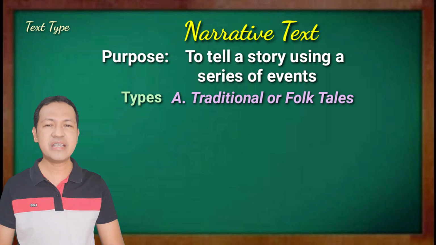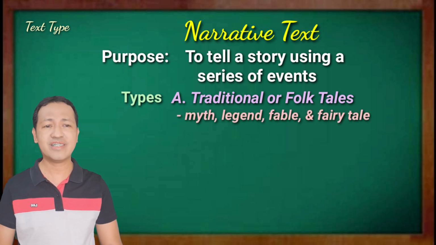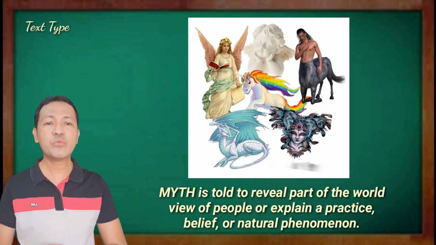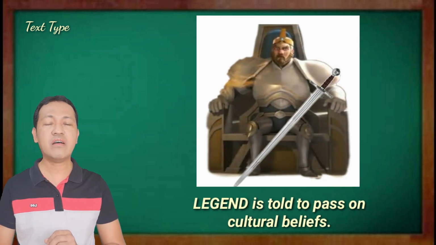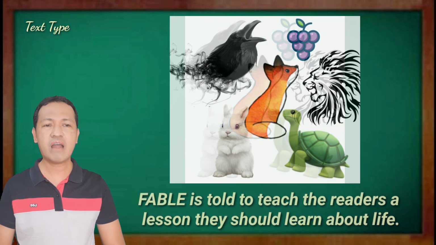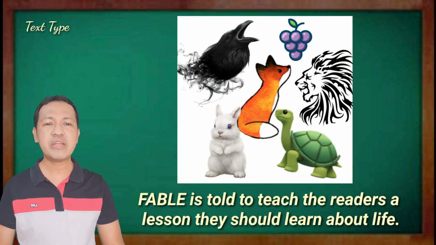Narrative texts can be traditional or folk tales, which include myth, legend, fable, and fairy tale. Myth is told to reveal part of the world view of people or explain a practice, belief, or natural phenomenon. Legend is told to pass on cultural beliefs. Fable, typically with animals as characters, is told to teach the readers a lesson they should learn about life.